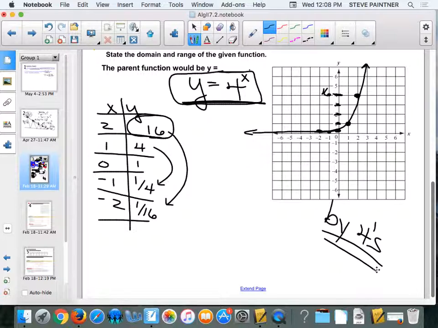Left 2, go left 2. So let me change my color. If I go left 2, it's going to be not 2, 16, 0, 16. 1, 4, no, it's going to be negative 1, 4. This point moves right about here. This point moves here. So guys, it almost looks like the same graph as soon as you get to the x-axis, right? I mean, it's on the x-axis, when you go left and you go right, it looks the same. It does. You okay with that?